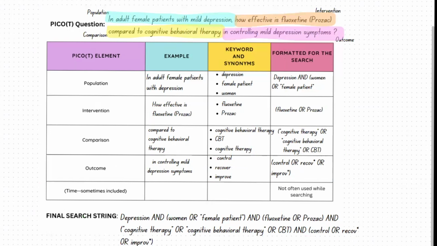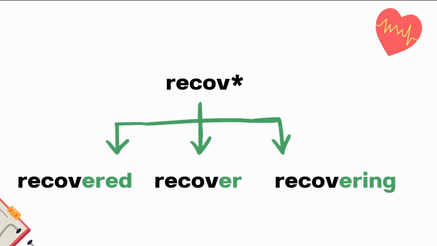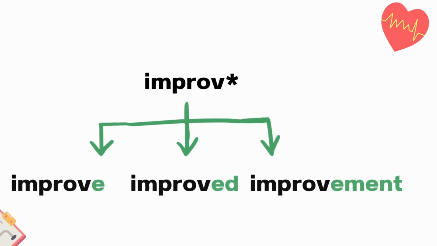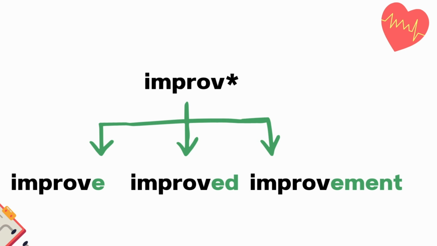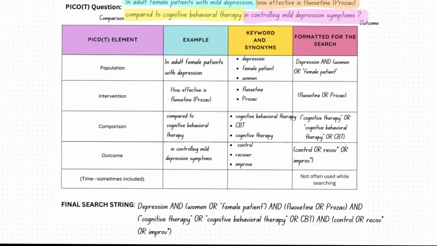In this case, we do that for the words recover and improve so that we can find items with words like recovery or recovered or improvement or improved as well.